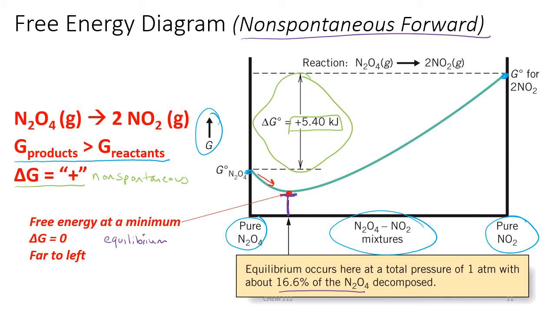If we were to start with pure NO2, the reaction could progress very far in the reverse direction before it actually reached equilibrium. So this reaction would be spontaneous if we flipped it around and wrote it as 2NO2 breaking down into N2O4. That reaction would occur spontaneously as written, since the direction that we're looking at is non-spontaneous. So when that energy minimum lies closer to the reactant side, essentially that reaction is non-spontaneous as written. It has a positive delta G, which also indicates that, and the free energy minimum is far to the left.